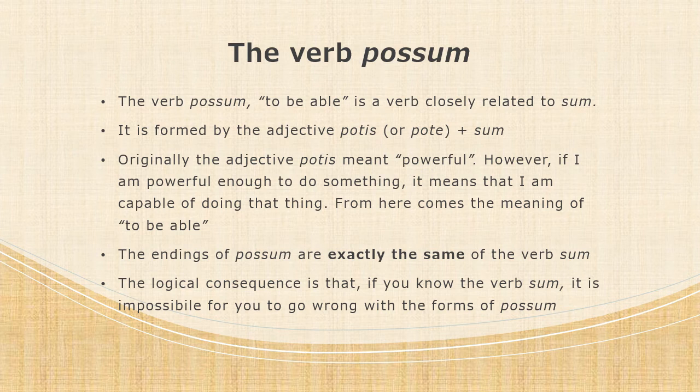so to be powerful, to be capable of doing something. Good news for the verb possum is that the endings of possum are exactly the same as the verb sum, since it's a verb that is composed of a prefix and all the forms of sum. So the logical consequence is that if you know well the verb sum, it is impossible for you to make mistakes with the forms of possum, because the endings are exactly the same.